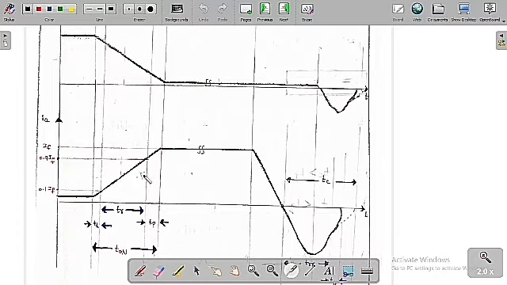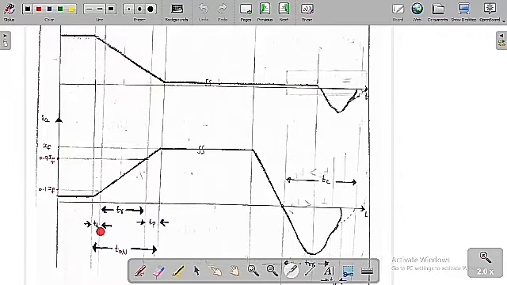Now you can see clearly this is the maximum value of the current IF, and this is 0.1 IF and this is 0.9 IF. The anode current going from 0 to 0.1 IF is called TD, the current going from 0.1 IF to 0.9 IF is called TR, and the current going from 0.9 IF to IF is called TP. So this whole process is called the turn on. Turn on is a summation of TD plus TR plus TP.